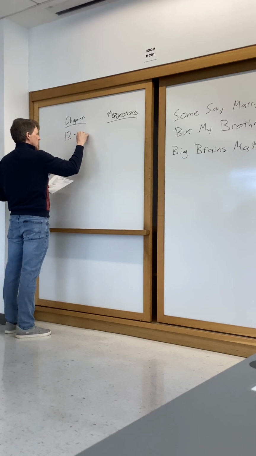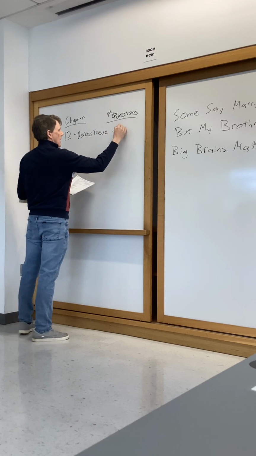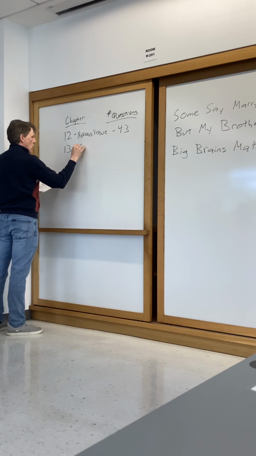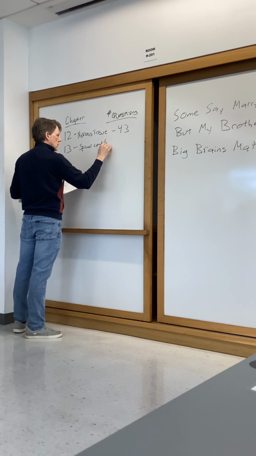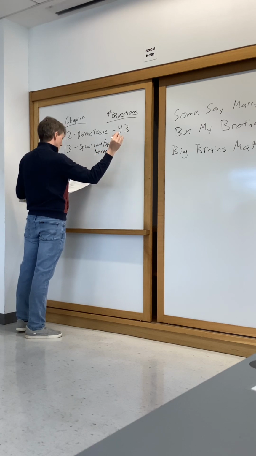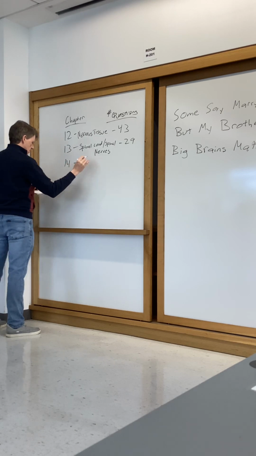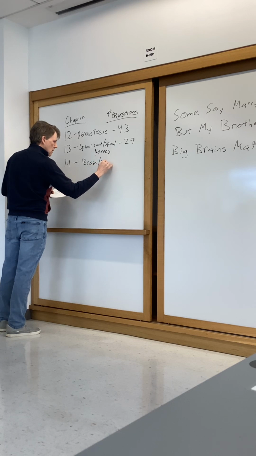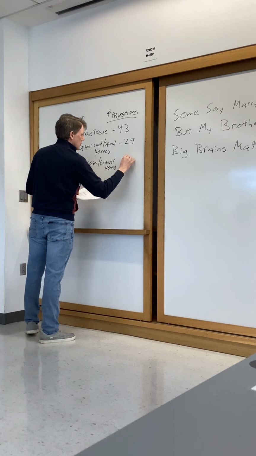So that was nervous tissue. And there's 43. 13 was spinal cord, spinal nerves. And there is 29, which then means that for brain and cranial nerves, there are 28. Okay.